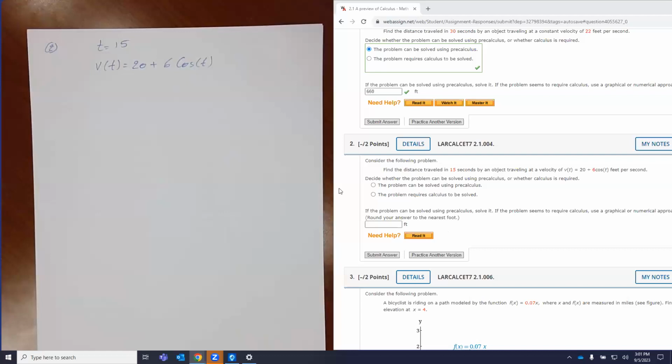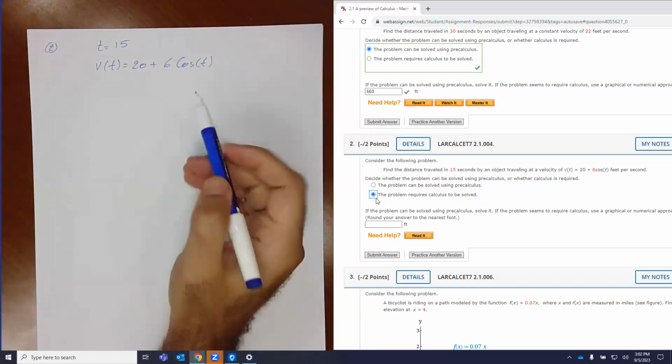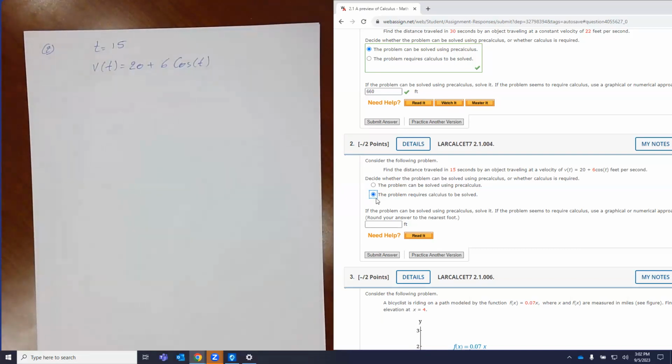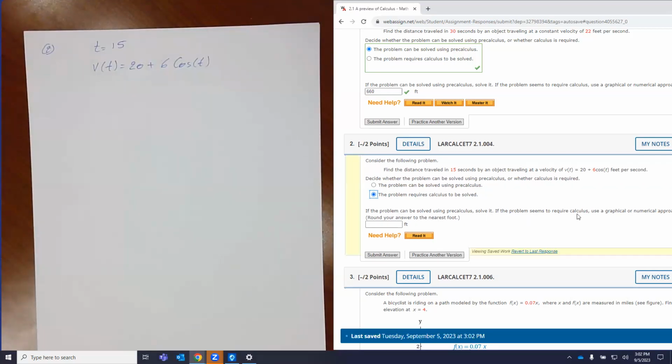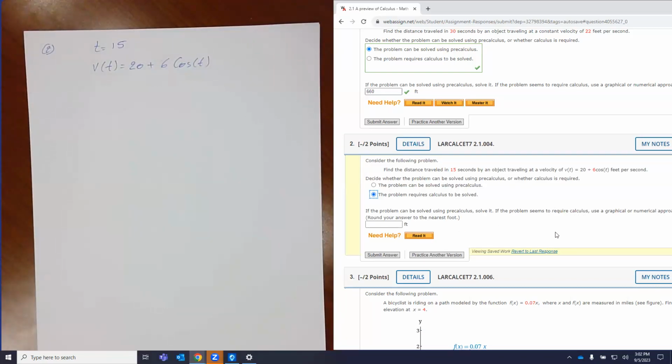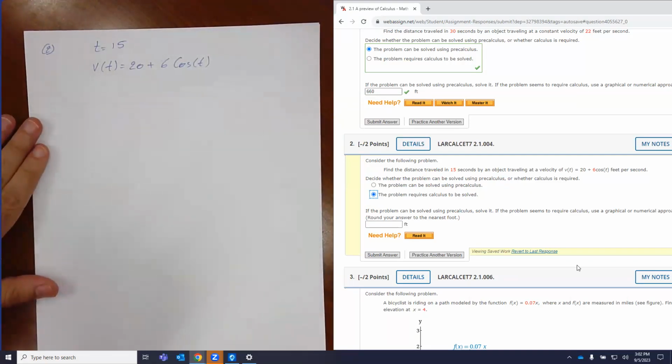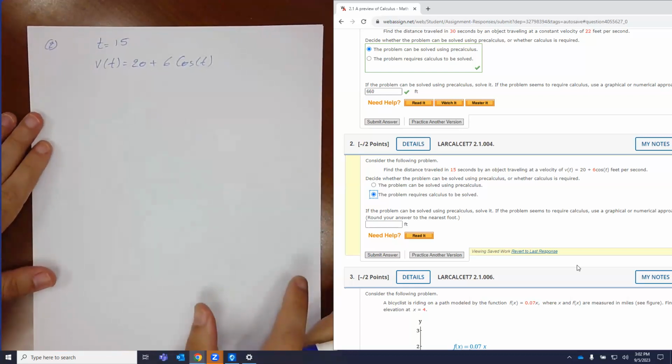The first thing they ask is: can the problem be solved using pre-calculus, or does the problem require calculus to solve? Yes, the problem requires calculus, because we have 6 cosine t here. And the second part asks, if the problem can be solved using pre-calculus, solve it. If the problem seems to require calculus, use a graphical or numerical approach or approximation to find the solution. That means we need just an approximate solution, because we know we can use calculus to find the exact solution, but now we're trying to find an approximate solution.